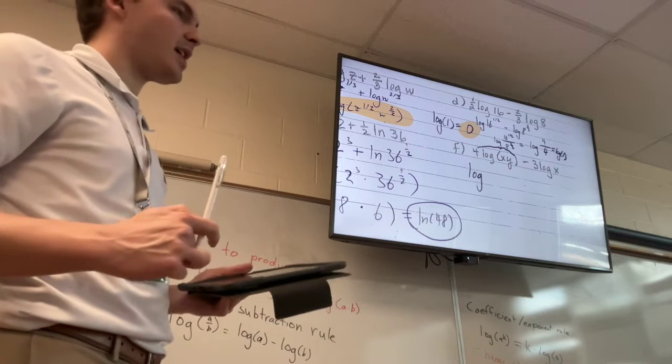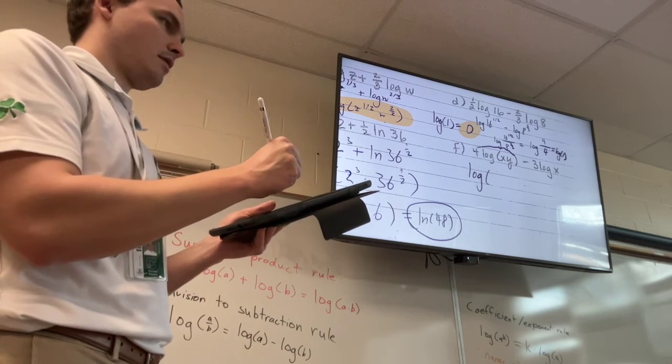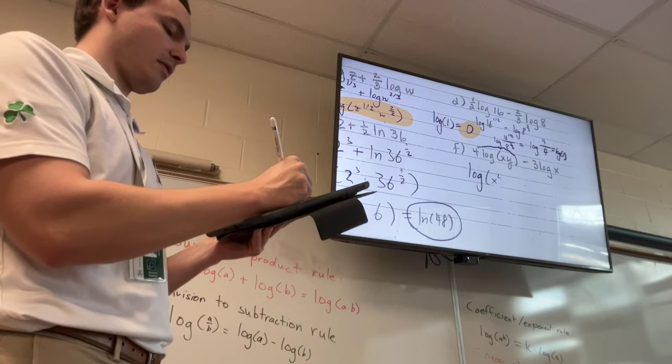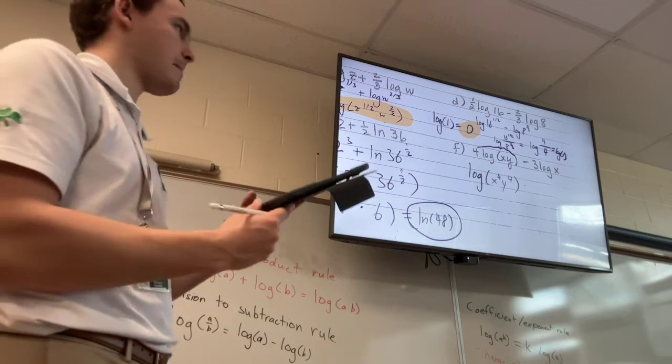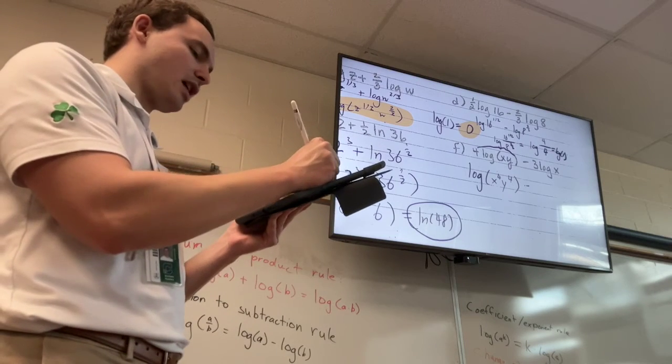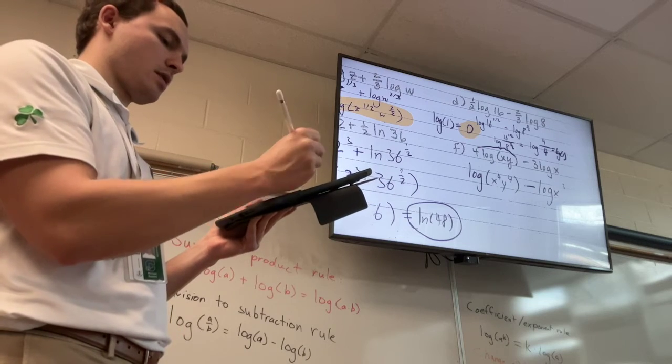Now xy raised to the 4th is the same as what? It's x to the 4th, y to the 4th. No. So make sure you put the coefficient on both variables in there, okay? And then that's going to be a minus log of what? X cubed. Yeah. Okay.